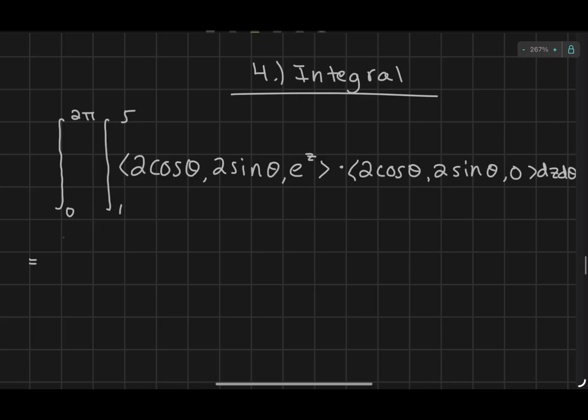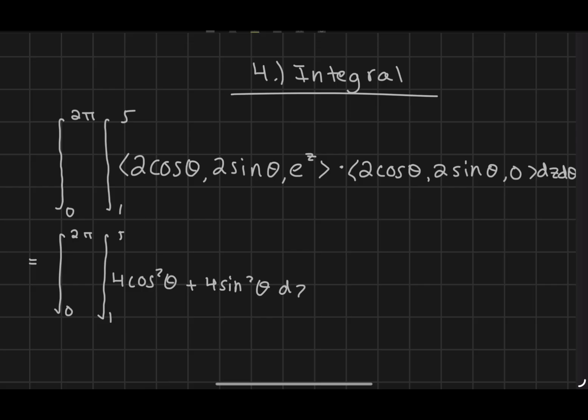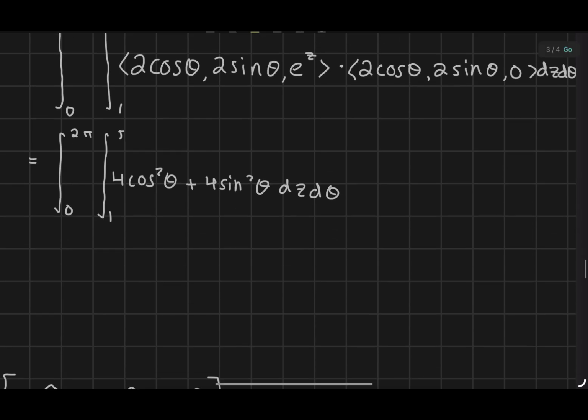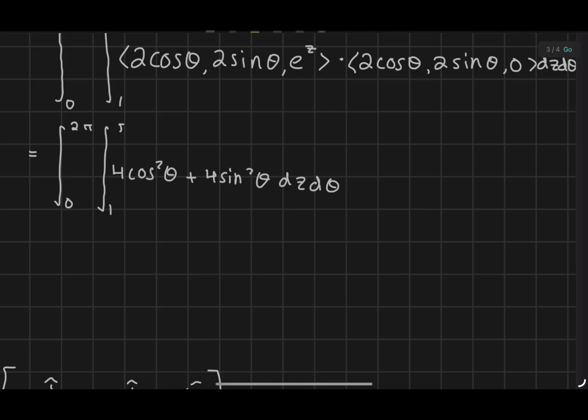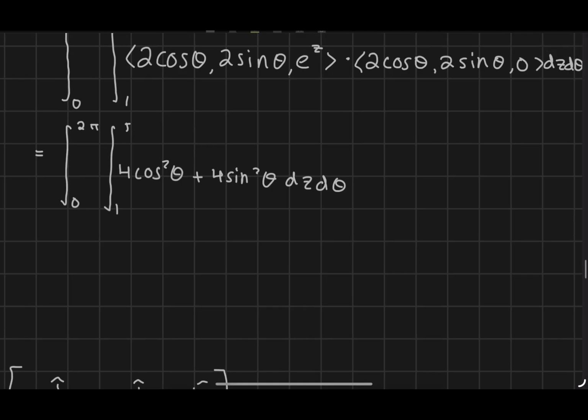Expanding this is going to be from 0 to 2 pi, and then 1 to 5, 4 cosine squared of theta, plus 4 sine squared of theta, plus 0. So that's just going to be that, dz d theta. And notice that if we factor out that 4, we're going to have cosine squared of theta plus sine squared of theta, which would equal 1. Therefore, this is just equal to the integral from 0 to 2 pi, 1 to 5 of 4 dz d theta.